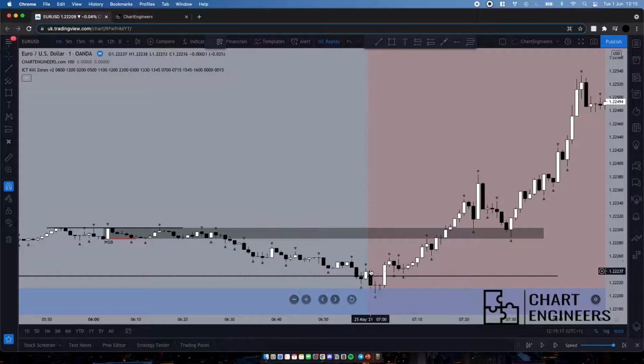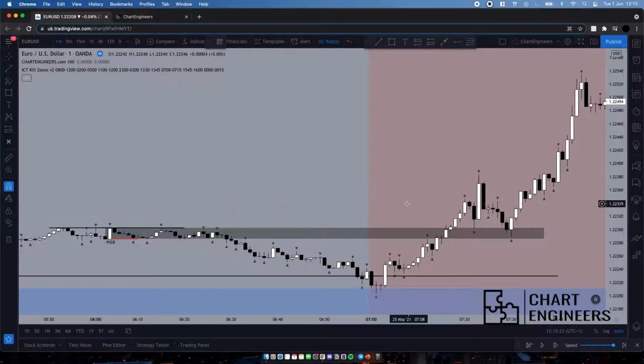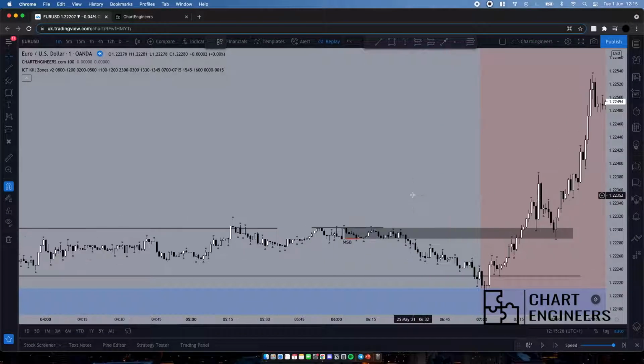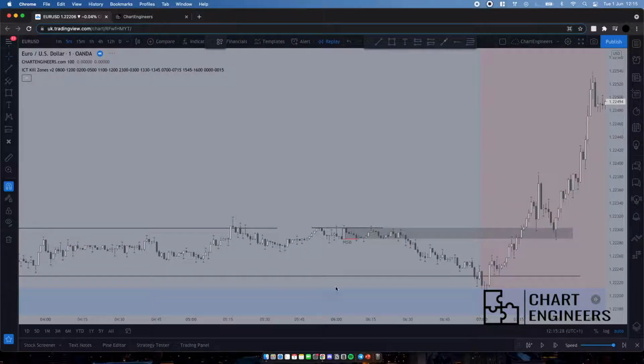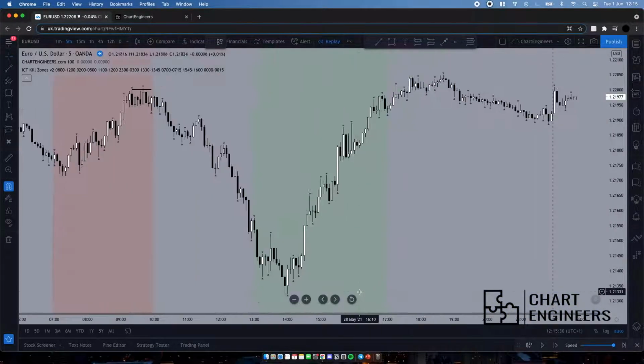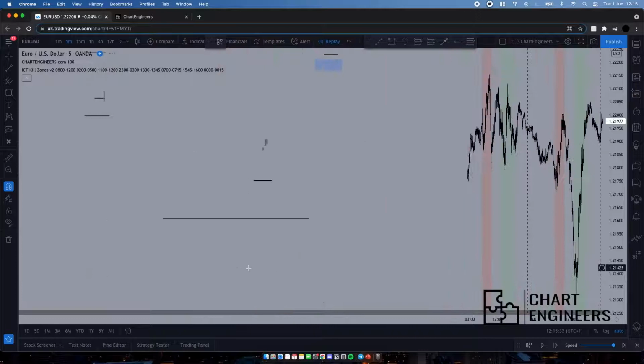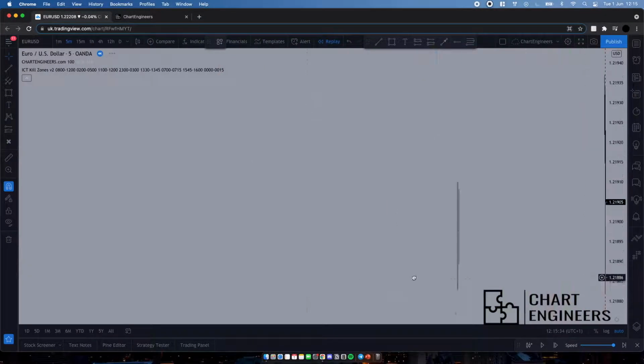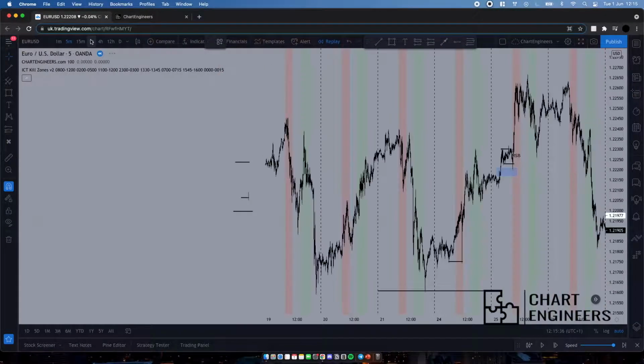So London Open starts here, and price went through the breaker zone. So my week started off with -1, but I know a few of you in Chart Engineers longed it this day, and I'll just show you why they longed it.